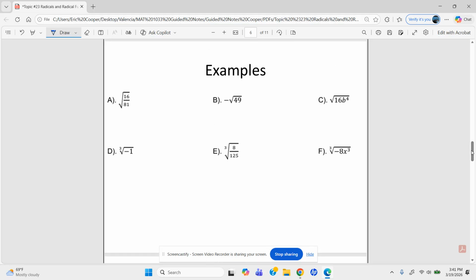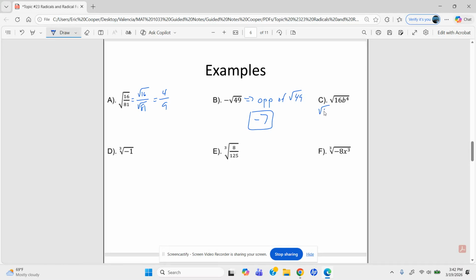Let's take a look at some more examples. We've done these before, but let's do them again. The square root of 16 over 81 is just the square root of 16 over the square root of 81, which is 4 over 9. Here, we're okay to take the square root because the negative is on the outside. This is asking for the opposite of the square root of 49. Well, the square root of 49 is 7, and the opposite of 7 is negative 7.